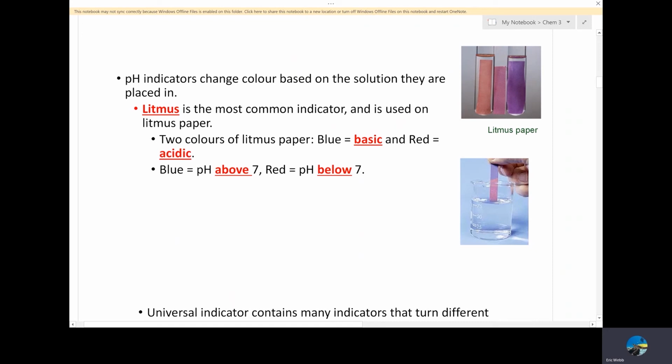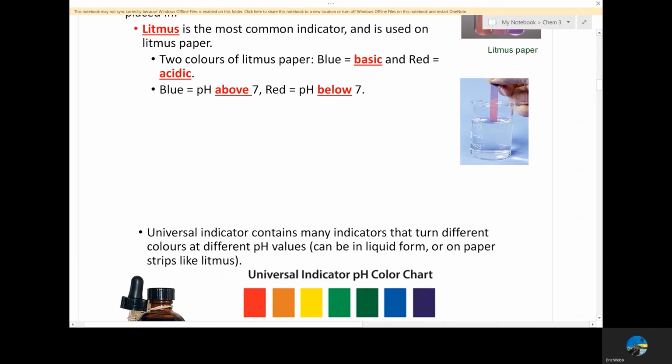Which means from there, blue, we know our pH is above 7. Red, our pH is below 7. So it's good for telling you whether something is acidic or basic, but it doesn't really narrow down to a more specific color range.